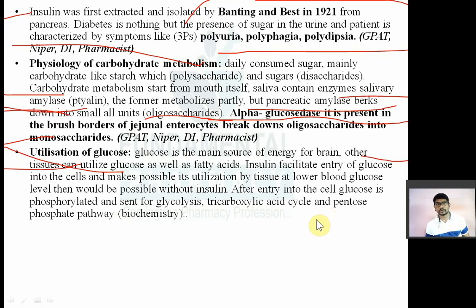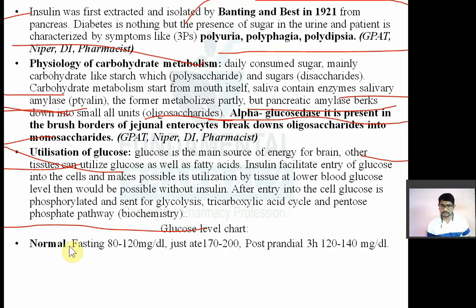When glucose enters the cell, it is taken for glycolysis, then the Krebs cycle, the tricarboxylic acid pathway, and the pentose phosphate pathway. So after entry of glucose into the cell via insulin, that glucose is taken for metabolic reactions like glycolysis, then the Krebs cycle, then the pentose phosphate pathway. So insulin is very important for utilization of glucose.